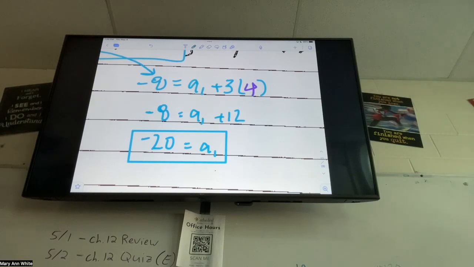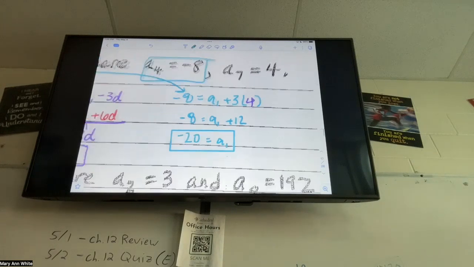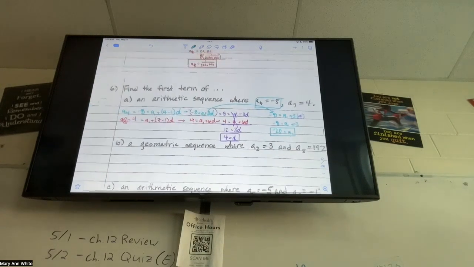Why don't you look down on your paper, look at letter C, because that is just like letter A that we did. Still arithmetic. Why don't you try letter C on your own, since this is still fresh in our brain.